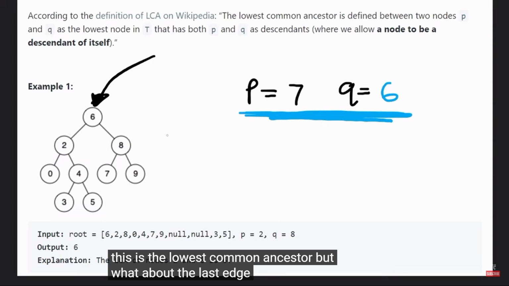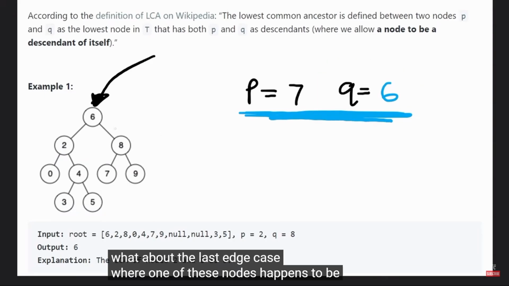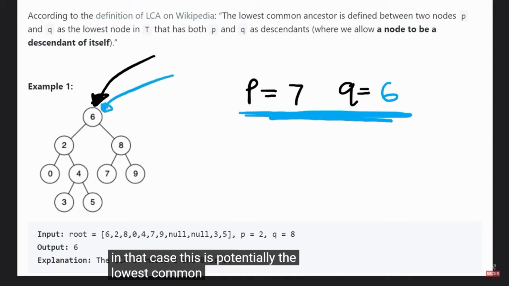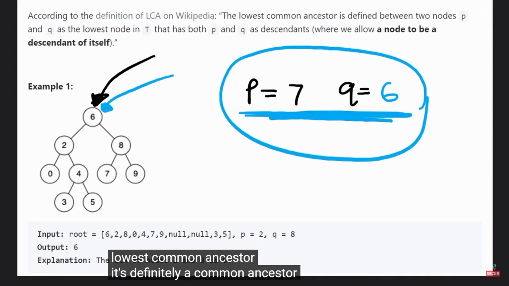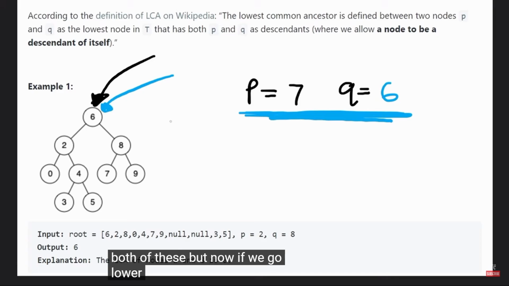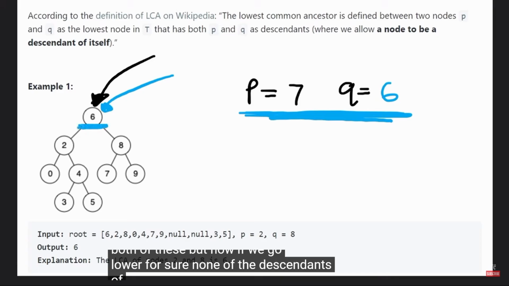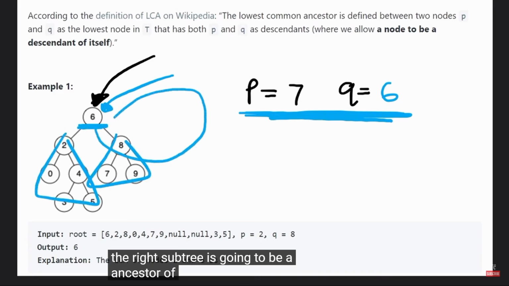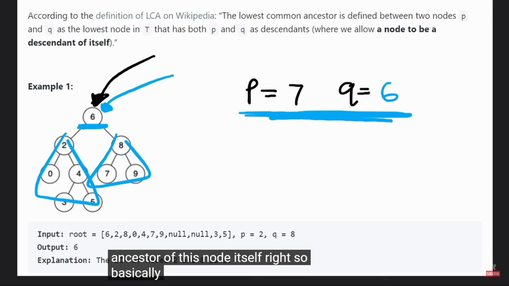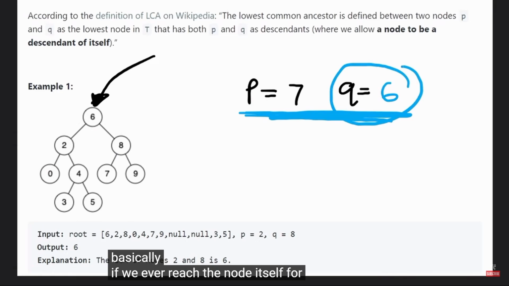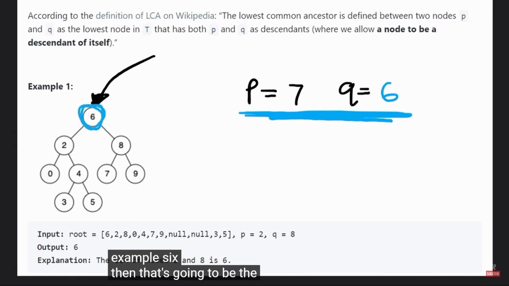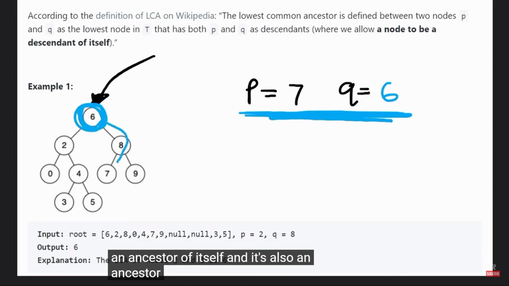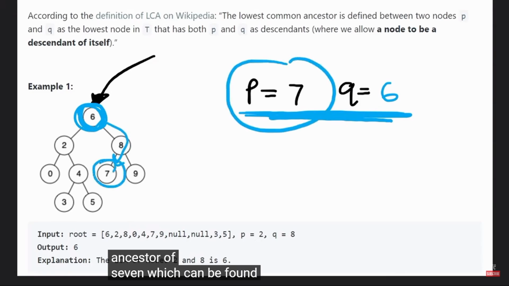But what about the last edge case where one of these nodes happens to be equal to the root node? In that case, this is potentially the lowest common ancestor. It's definitely a common ancestor of both of these, but now if we go lower, for sure none of the descendants of this node, nothing in the left subtree or in the right subtree, is going to be an ancestor of this node itself, right? So basically, if we ever reach the node itself, for example 6, then that's going to be the lowest common ancestor. So it's an ancestor of itself, and it's also an ancestor of 7, which can be found down here, right?